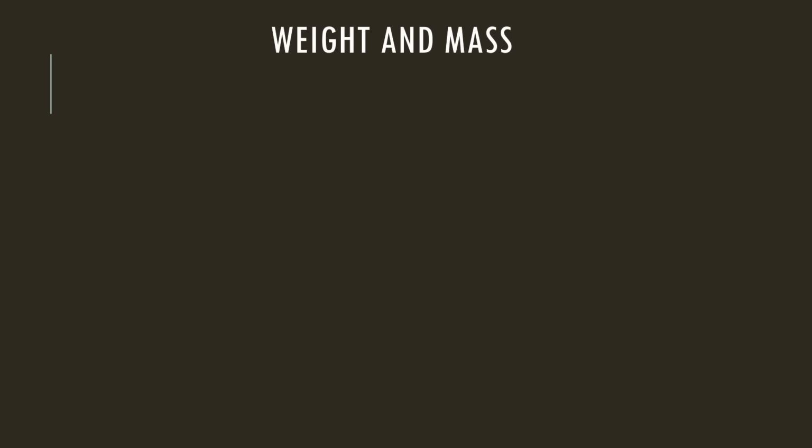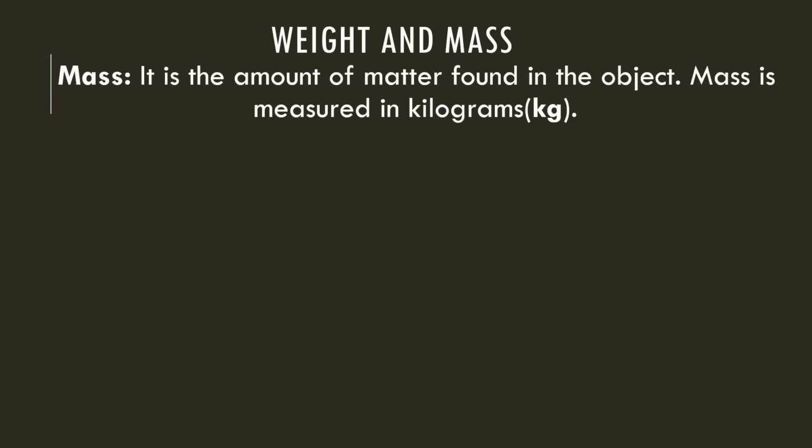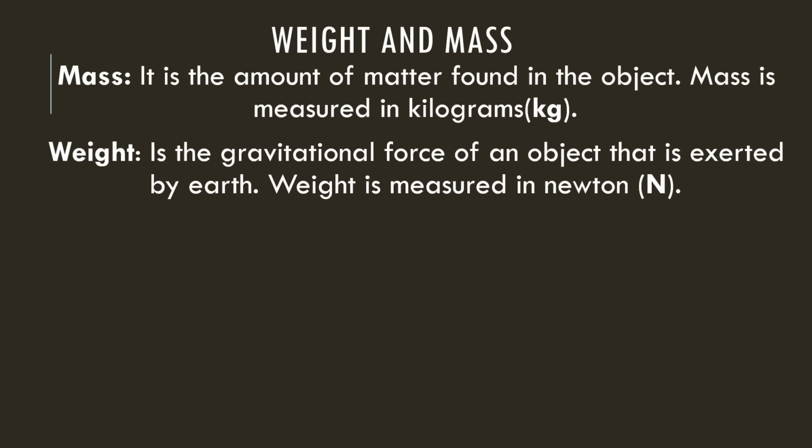Now we look at the difference between weight and mass. So let's start with mass. Mass is the amount of matter that is found in an object, and it is measured in kilograms. Weight, however, is the gravitational force of an object that is exerted by Earth, and weight is measured in newtons.